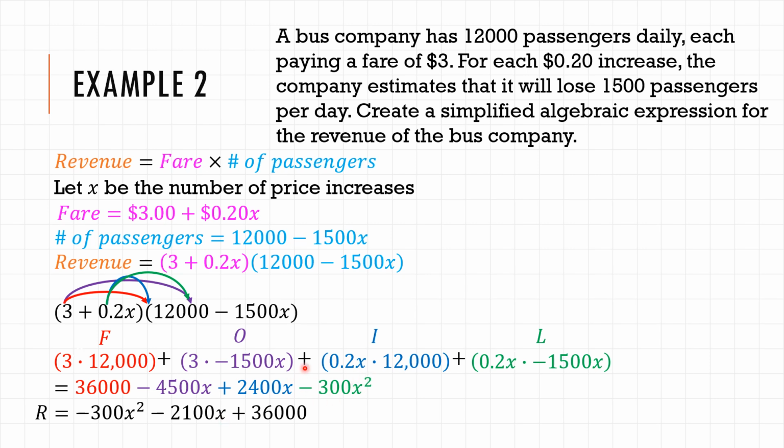Notice I also took this negative 300x squared and I moved it in front, and I took the 36,000 and I moved it in the back so that it's going from the highest exponent to the lowest. This is x to the power of 1, and this is actually, it's not written here, but it's x to the power of 0, which is equal to 1. So 36,000 times 1. This is why we don't write anything to the power of 0. And that's the equation for a simplified algebraic expression for the revenue of this bus company, depending on how many times they increase the price.